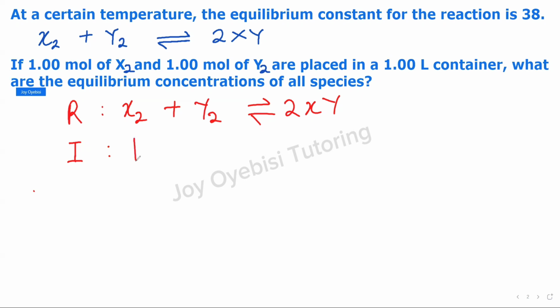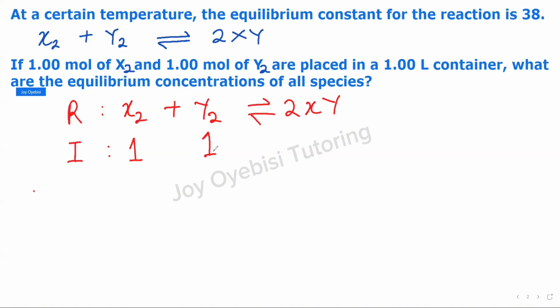So our initial concentration for X2 is 1. And since Y2 also has 1 mole, that will also be 1 mole over 1 liter, which also gives us 1 mole per liter.